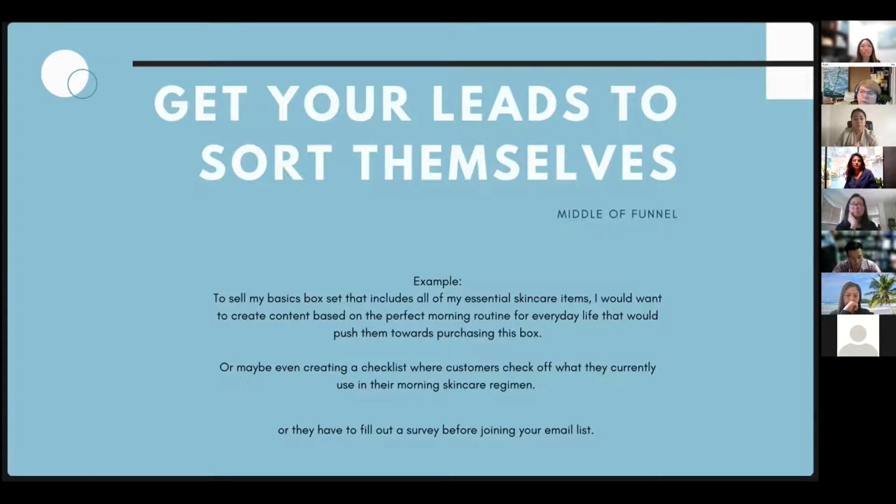So an example, I create these basic box sets for my skincare line, and it comes with an array of 4 to 5 different products that I deemed as essential to skincare. And I'm going to want to create content that's based on the perfect morning routine for everyday life. That's going to push my customers towards wanting to buy this entire box of products versus one. But because I am also promoting this entire box, it has all these individual products in it as well. So it's serving a greater purpose.